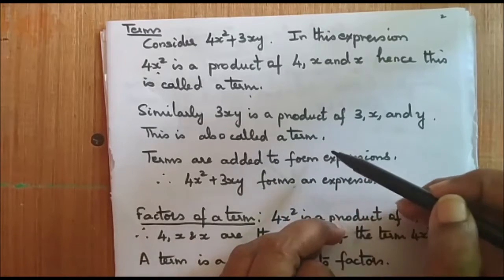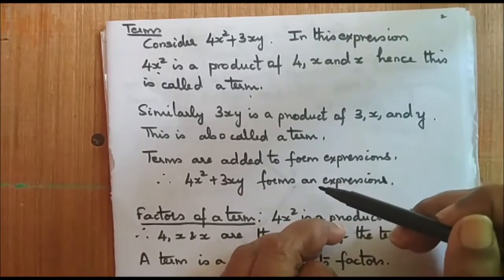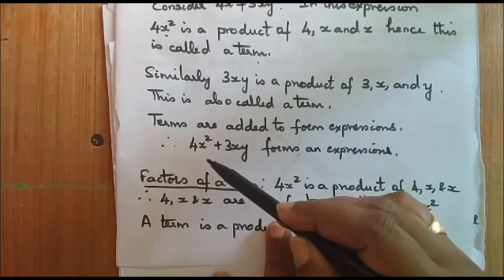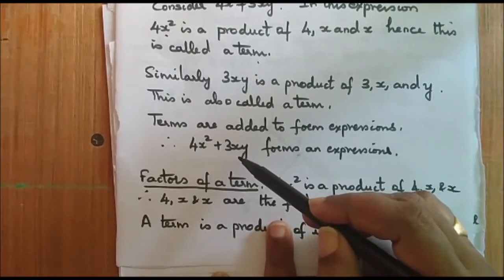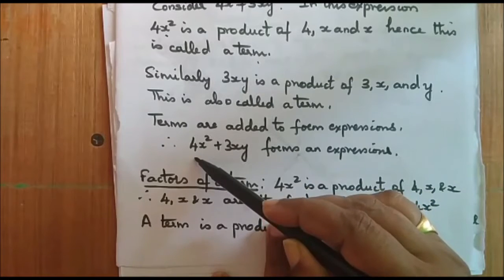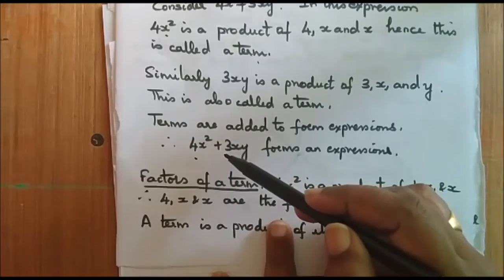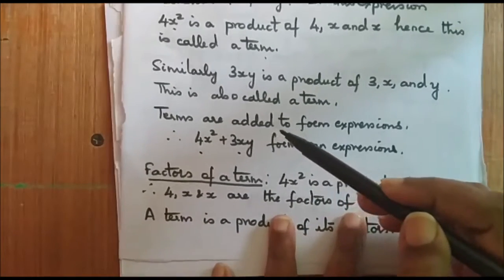So terms are added to form expressions. I hope you now got it. When I say 4x squared plus 3xy, 4x squared is a term and 3xy is a term. So terms are added to form expressions.